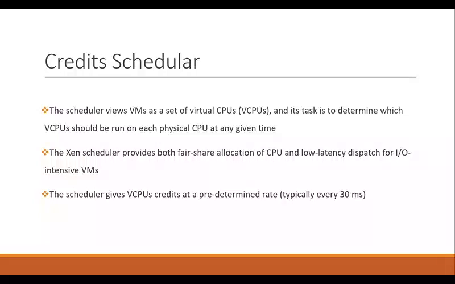Here our credit scheduler has two modes of operation. One is fair share allocation, where every virtual CPU takes the same amount of time or the same share, while the other type is low latency dispatch. This is mainly used for I/O intensive VMs because they usually use the CPU for less time, so you just want to give them priority. If they need the CPU, they just get it.